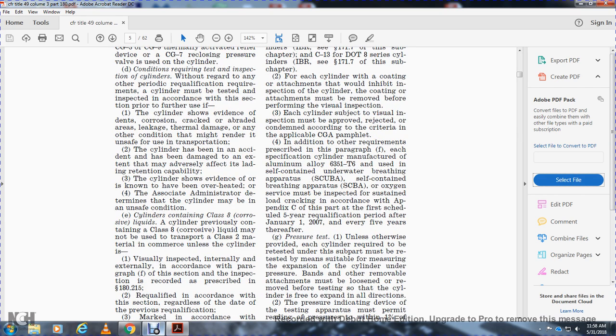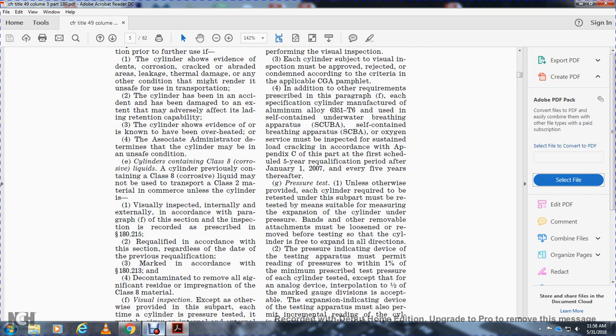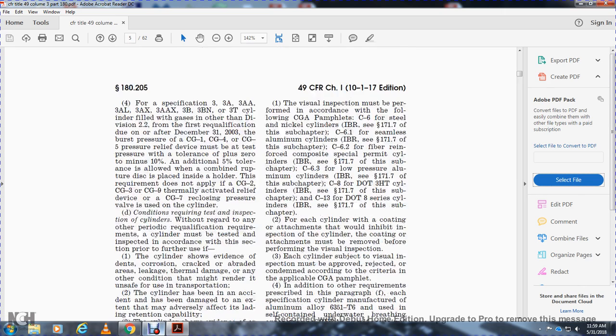Cylinders containing Class 8 corrosive liquids. A cylinder previously containing a Class 8 corrosive liquid may not be used in transportation of Class 2 material in commerce unless the cylinder is visually inspected internally and externally in accordance with paragraph F of this section. Inspection is required as described in 182.15, qualified in accordance with this section regardless of the state of the previous requalification marking in accordance with 182.13, with decontamination and removal of significant residual impregnation of the Class 8 material. Visual inspection: each time the cylinder is pressure tested, it must be given an internal and external visual inspection.